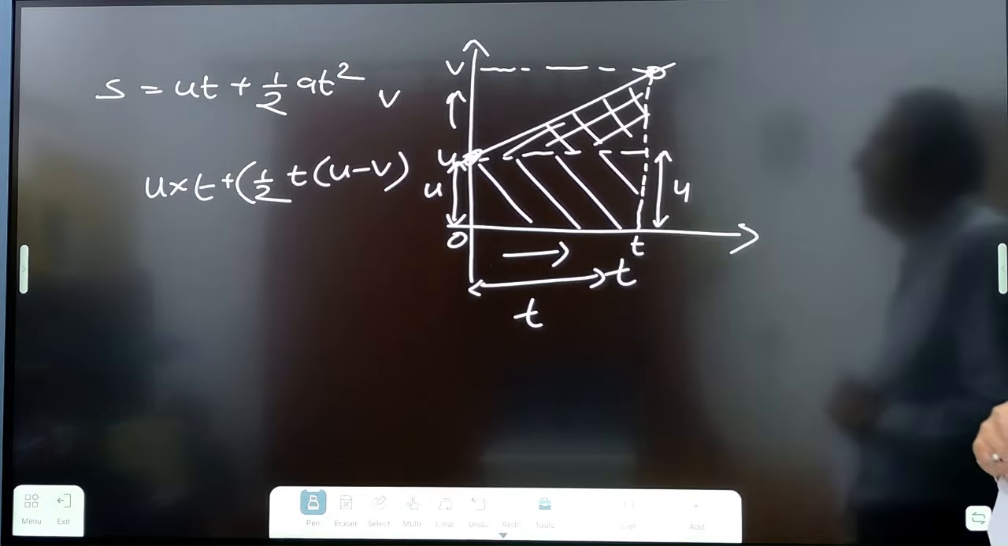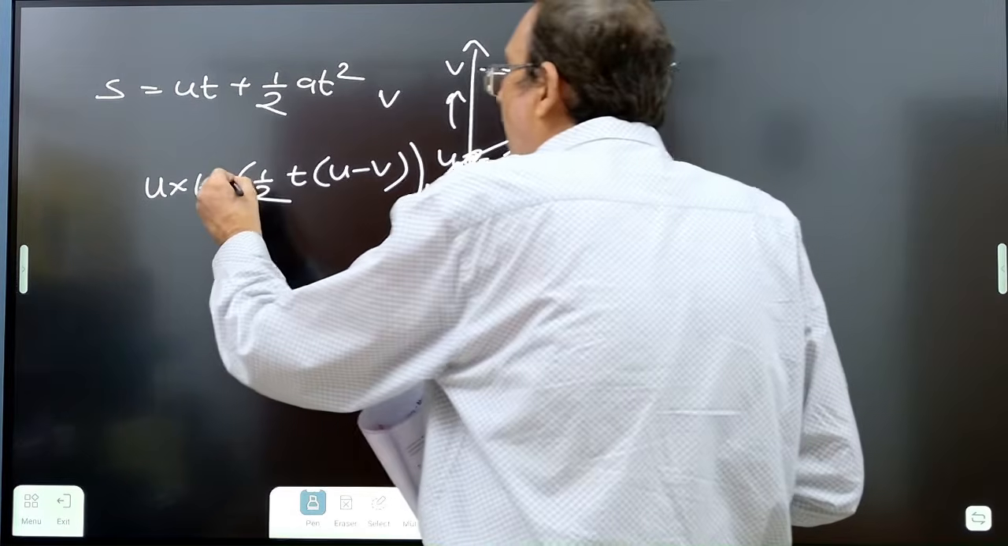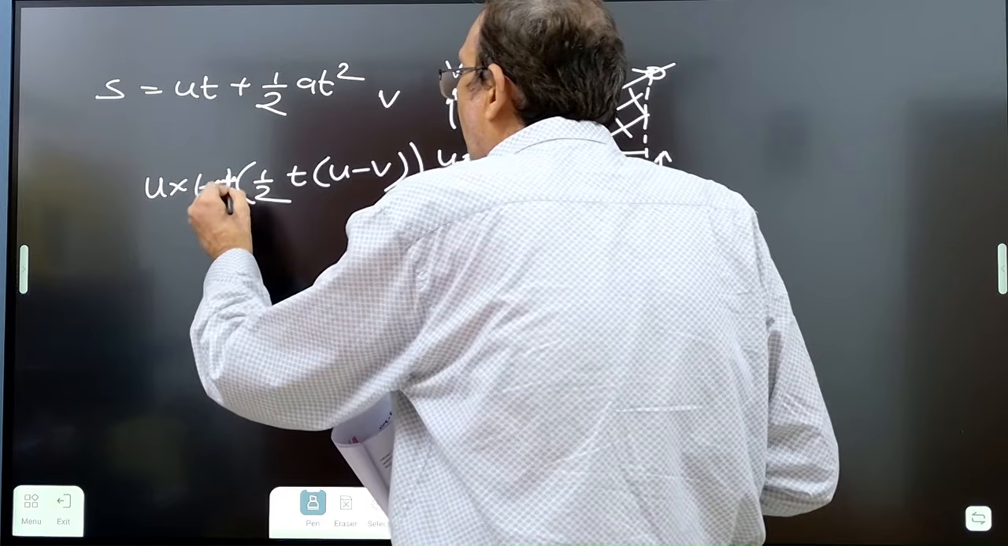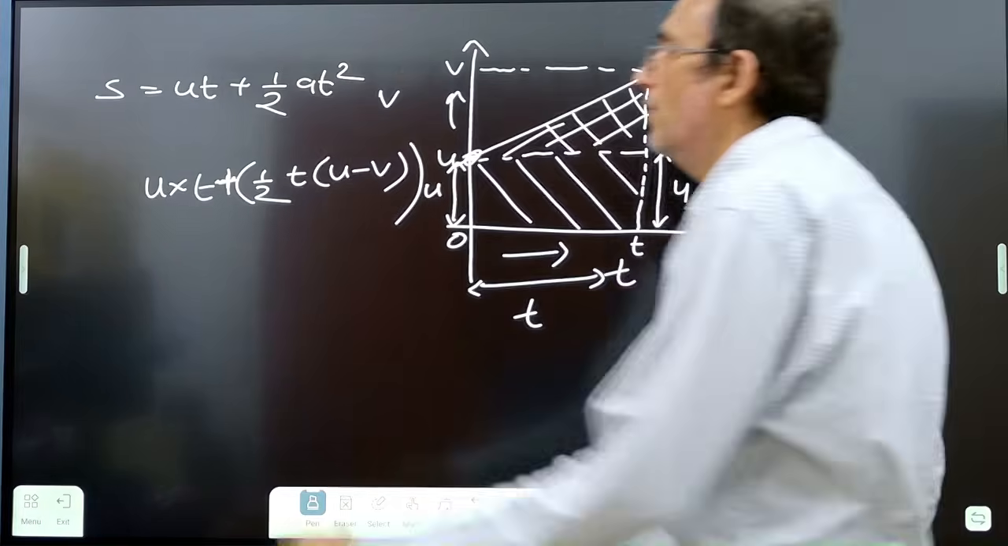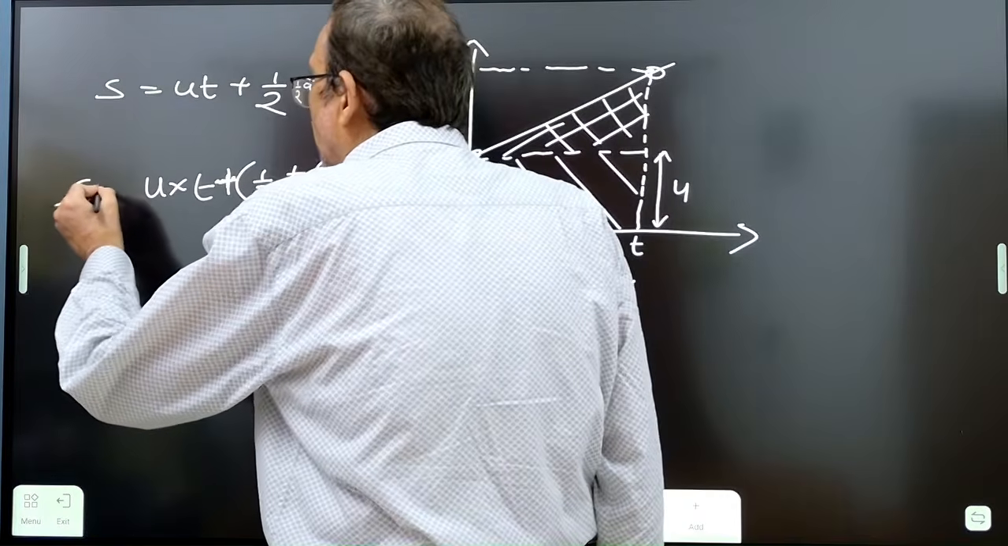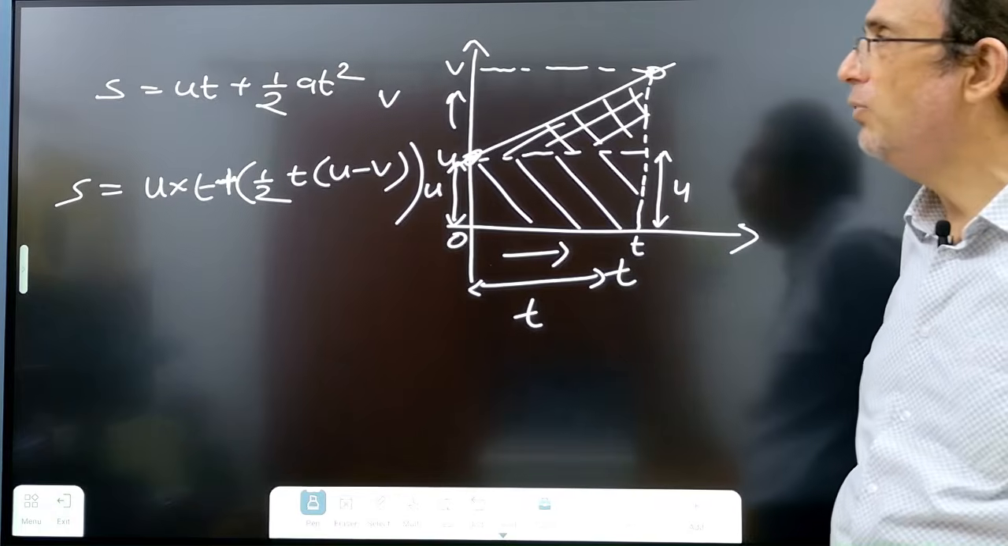Okay? So this is the formula that you get when we are talking about s from the velocity time graph. So if from the velocity time graph you want to calculate s, this is what you get.